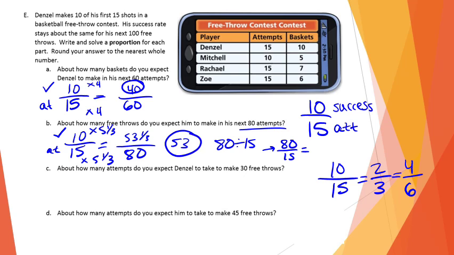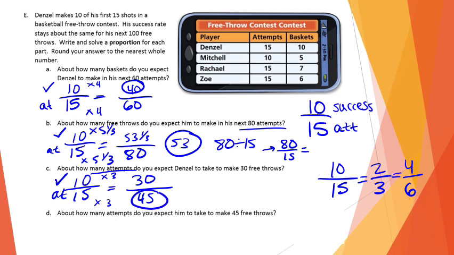So now we're going to do something slightly different. How many attempts will he need to make to get 30 free throws? So we're starting with the same proportion. He makes 10 for every 15 attempts. So if he makes 30 free throws, right, 30 that are good, how many attempts would he need to make? So 10 times 3 would make 30. 15 times 3 would make 45. So we think he'd need to try 45 times in order to make 30 shots.